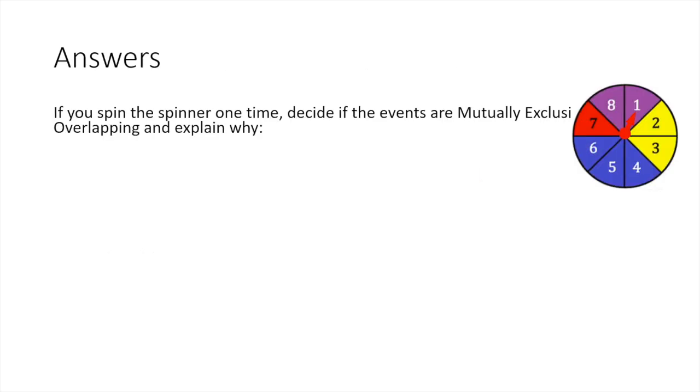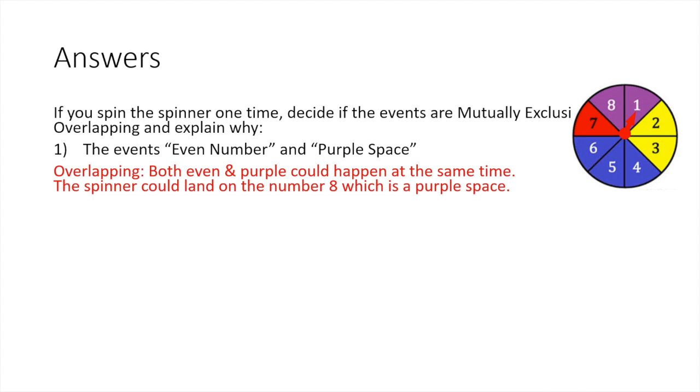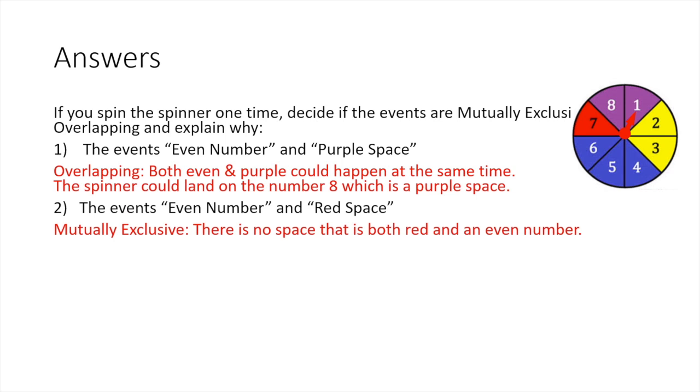Okay, so time's up. Let's see how we did. For the first one, even number and purple: yes, you can get an even number that is purple. You could land on number 8. So both events could happen at the same time if you land on number 8. So those are considered overlapping. On number 2, even number and red, again, we're back to that same red 7. So 7's not an even number. So if you know you land on red, you can't have an even number. And if you know you get an even number, then you know you can't be on red. So those are mutually exclusive. They can't happen at the same time.